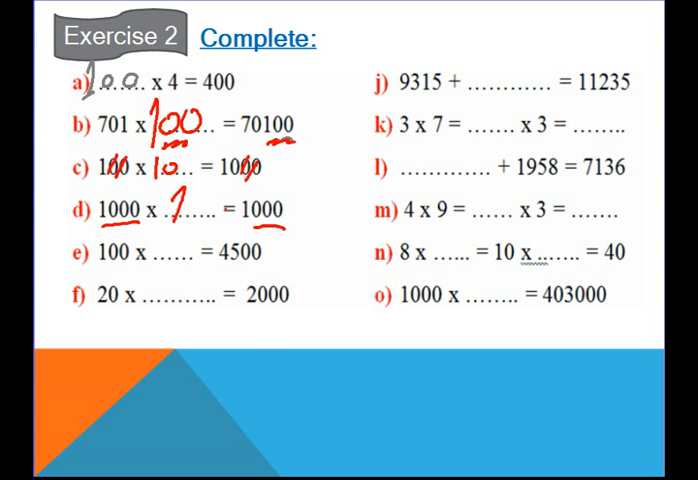Okay? Example number E. 100 times empty space equals 4,500. Let's cancel the 0 with this and another 0 with this. So the result will be 45. So 100 times 45 equals 4,500. Example number F. 20 times empty space equals 2,000. If I cancel this 0 with this one, the result will be just 100. So 20 times 100 equals 2,000.